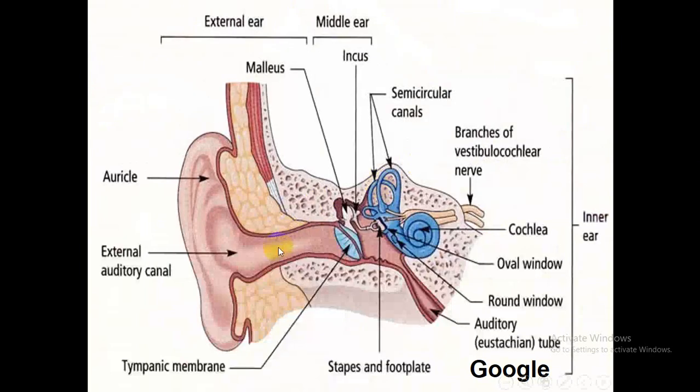Now the external acoustic meatus, this is the external acoustic meatus. This canal is about 2.4 centimeters long and consists of 2 parts. The outer 1/3 is cartilaginous, يعني cartilage, and the inner 2/3 is bony.